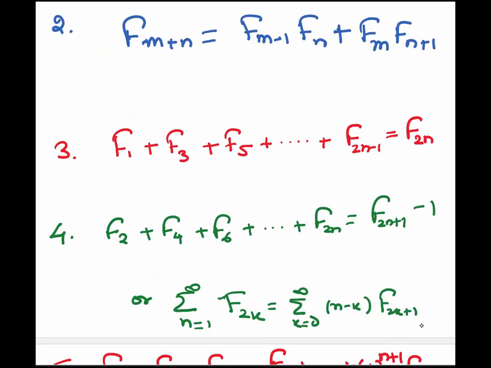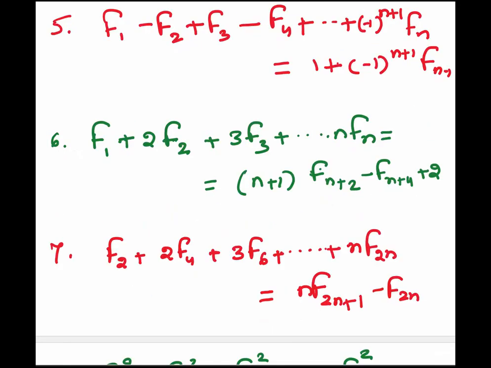F(m+n) is equal to F(m-1) into F(n) plus F(m) F(n+1). In the third identity, you can see we have taken all the Fibonacci numbers with odd suffixes and we've added them. This sum comes out to be nothing but F(2n). In the fourth one, we have taken all the Fibonacci numbers with even suffixes and we have added them. This sum is nothing but F(2n+1) minus 1.